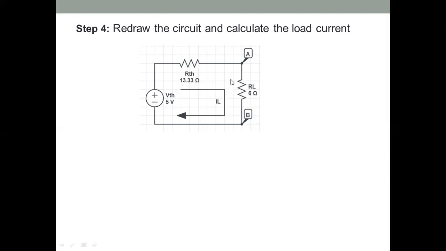Finally, what we are going to calculate here is the IL. To calculate the IL, here also we use the same Ohm's law. With the help of Ohm's law, IL equals VTH by RTH plus RL is the formula. So we are going to get the IL value as 0.258 amperes. In this way, if we follow these 4 steps properly, we can solve any kind of Thevenin's theorem problems in a simple manner.